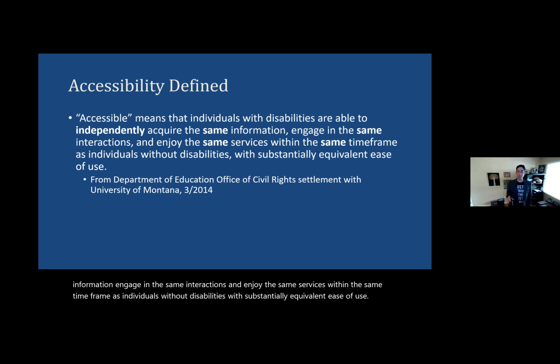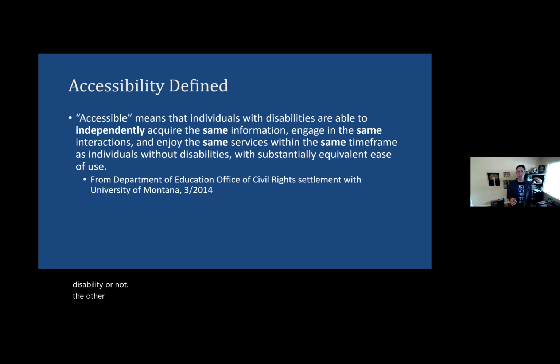It's a really long sentence, but I want to point out just a few things. One, independence. When we talk about civil rights, human rights, a lot of the focus is on independence. In other words, if you have a student who's blind in your class, don't ask them to have one of their classmates read something off of a computer screen. People need to be able to independently engage in these activities and consume this information, whether they have a disability or not. The other thing that I think is insightful about this is the word same is used four times. Same information, same interactions, same services, and same time frame.